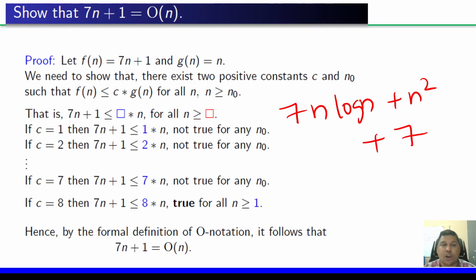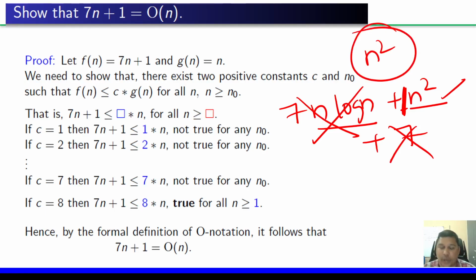How do you find out order of growth? It is n square, because first ignore the constant terms, then ignore the lower order terms. So I have n square and n log n. Definitely n square is high compared to n log n, so this I will ignore. If there is any coefficient for this, that also we have to ignore. We don't have anything. So order of growth is n square.